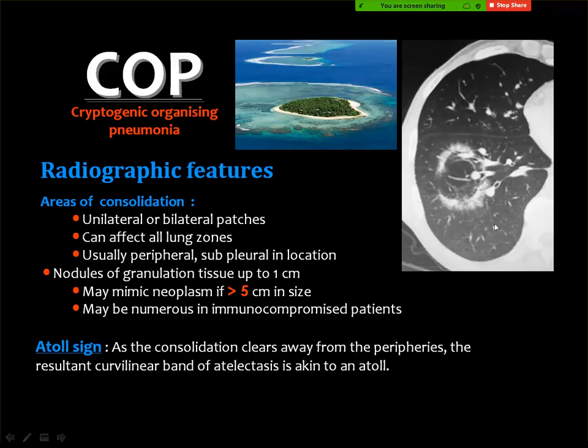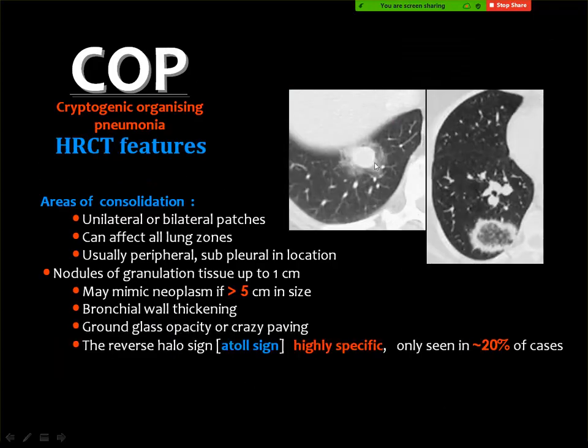You see the halo usually around the lesion, but not inside the lesion. Then this is the halo sign. You see the lesion surrounded by a halo, but here you see the lesion with a halo inside. This is known as the atoll sign, which is seen in 20% of the cases, but it is highly specific. If you see this appearance, it is highly specific for cryptogenic organizing pneumonia.